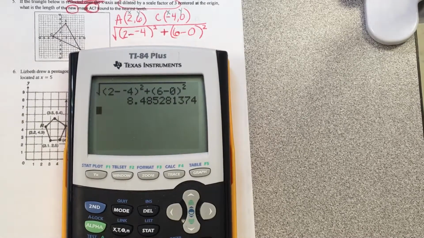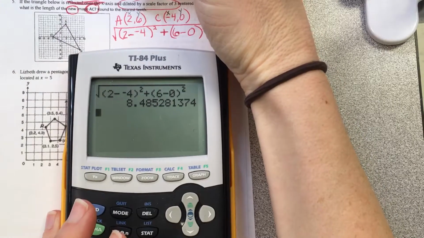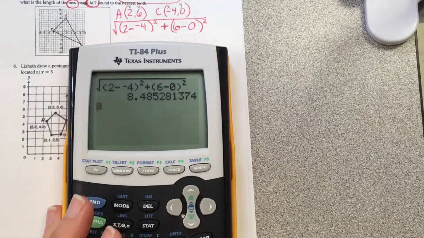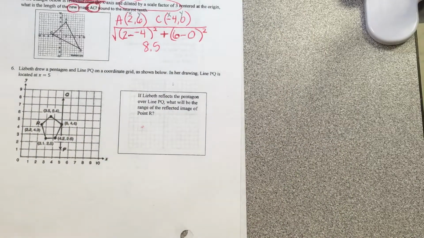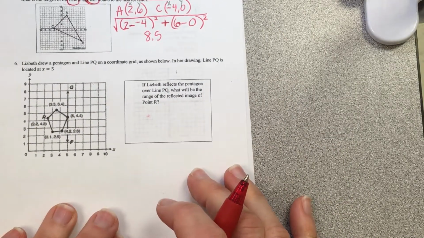Oh my God. You have to use parentheses. You gotta use the parentheses button. Oh, okay. All right. Anybody need help with their calculator? Okay. I get 8, yeah, what does it round to? 8.5. Okay. Is that my final answer? No, it's not my final answer.